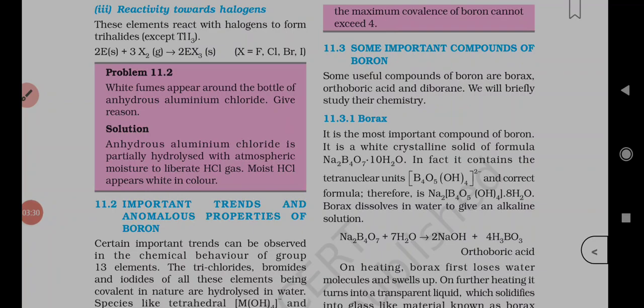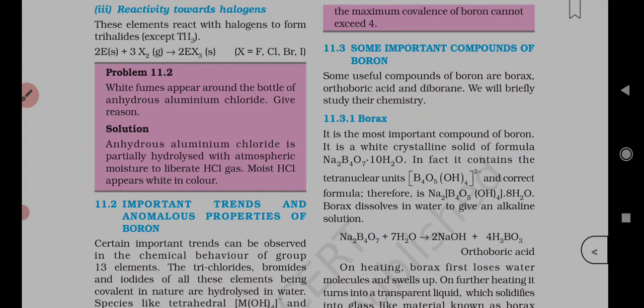So what is borax? It is the most important compound of boron. It is a white crystalline solid of formula Na2B4O7·10H2O. In fact, it contains the tetranuclear unit [B4O5(OH)4]²⁻.